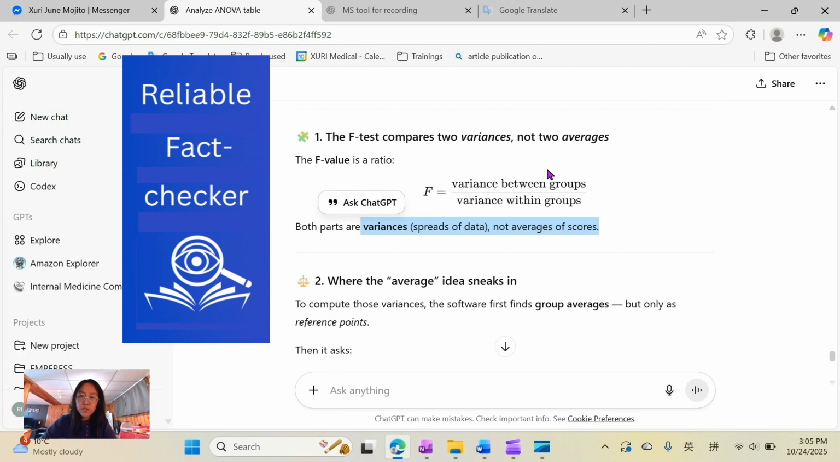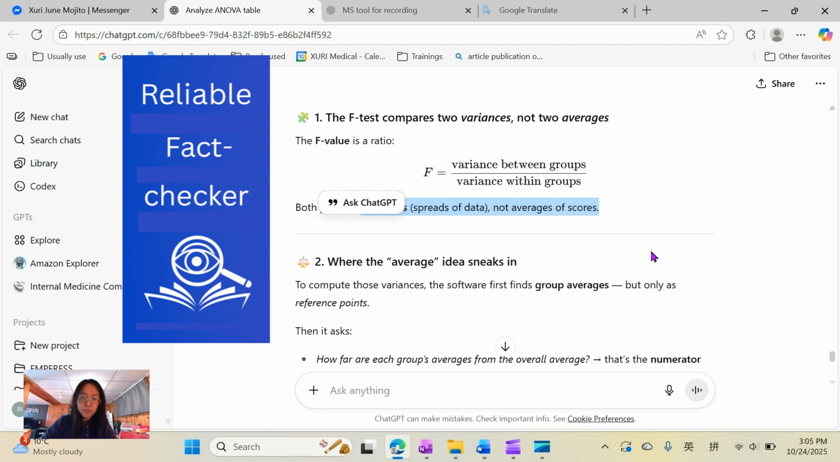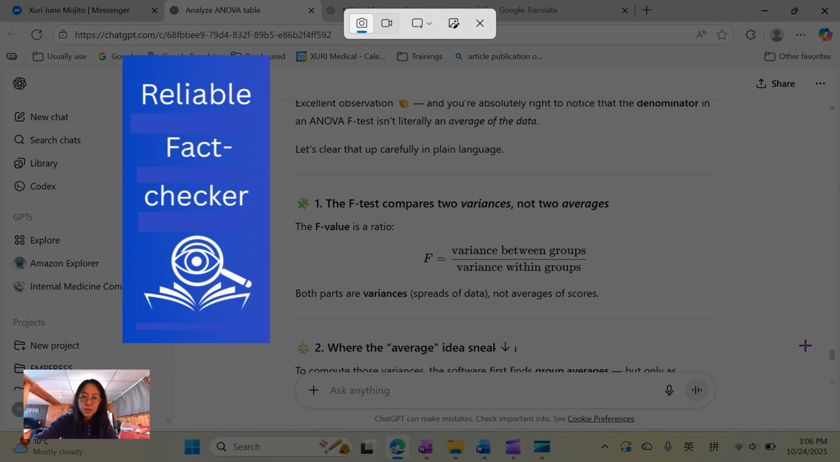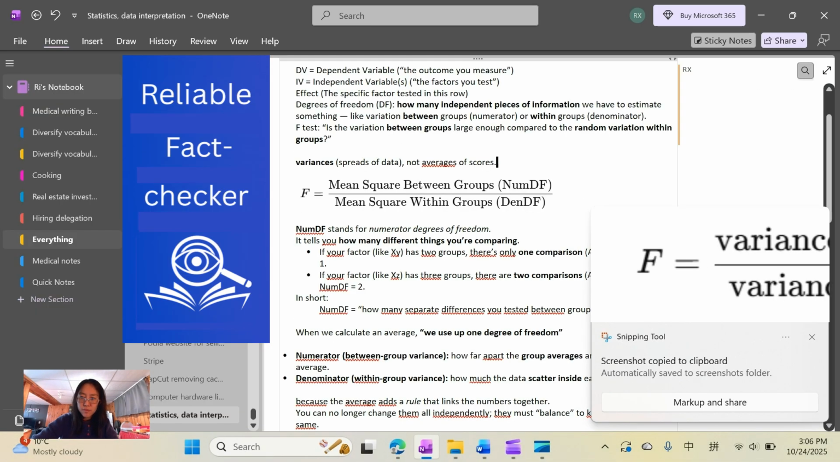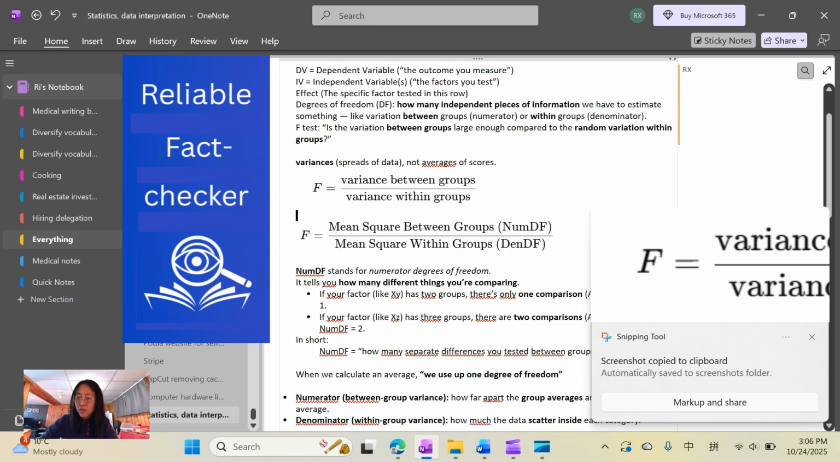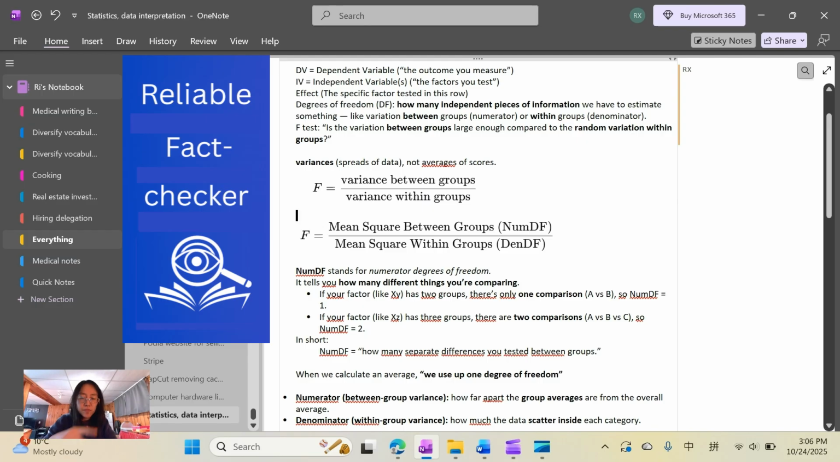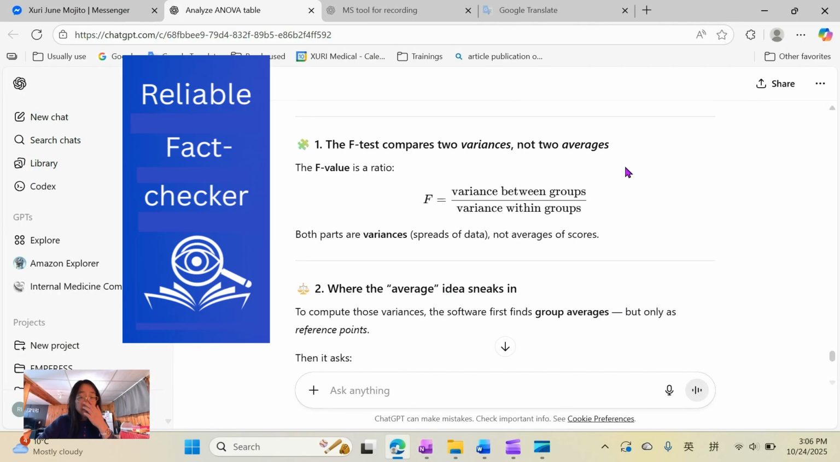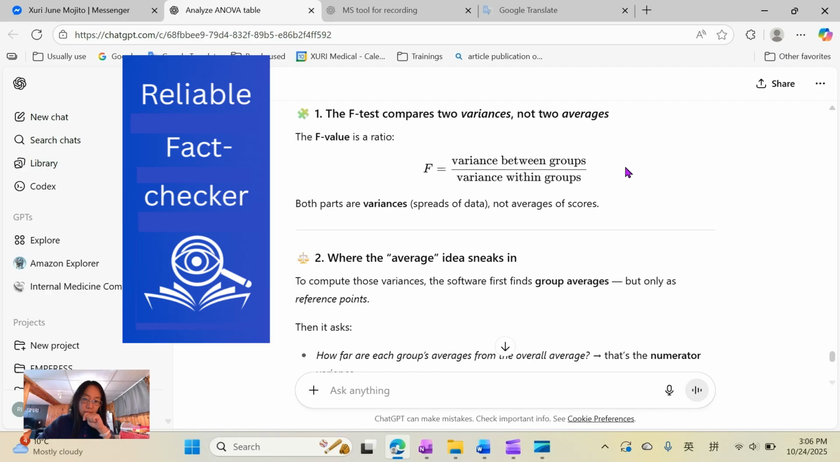Yeah, I prefer this answer actually, if you ask me. Okay, let's screenshot it. I'm not used to this one. Okay. So yeah. The F value is the variance between groups over the variance within groups.